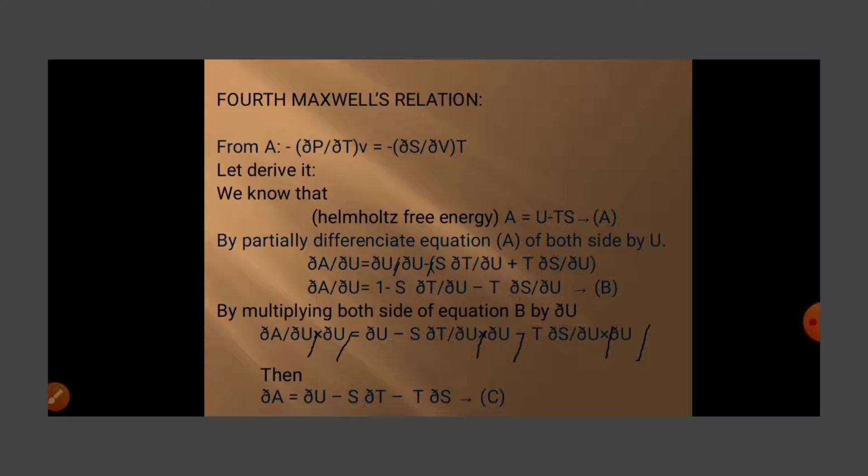Let's derive the Maxwell fourth relation. For the derivation of the Maxwell fourth relation, you must know the mathematical form of Helmholtz free energy. We know that the Helmholtz free energy, the mathematical form of Helmholtz free energy, A equal to U minus TS. We can write it as equation A.